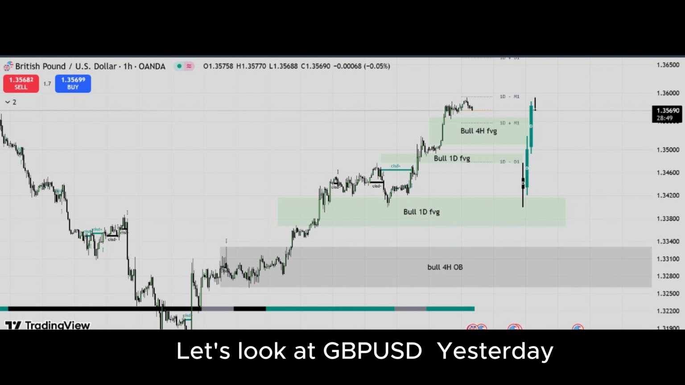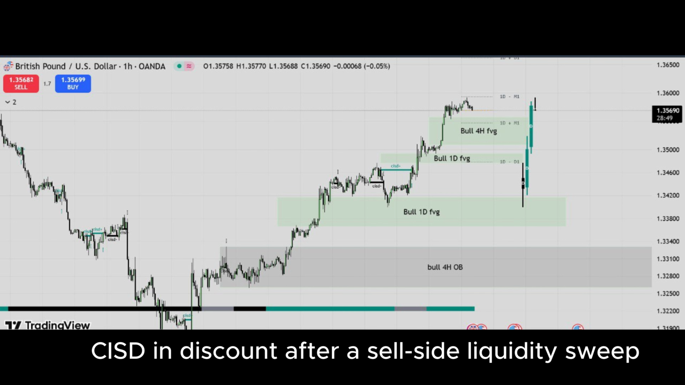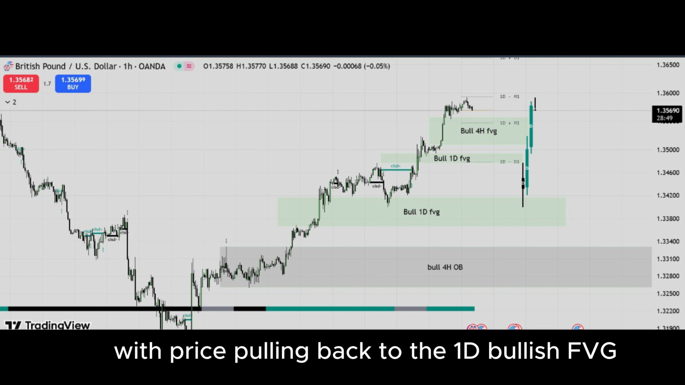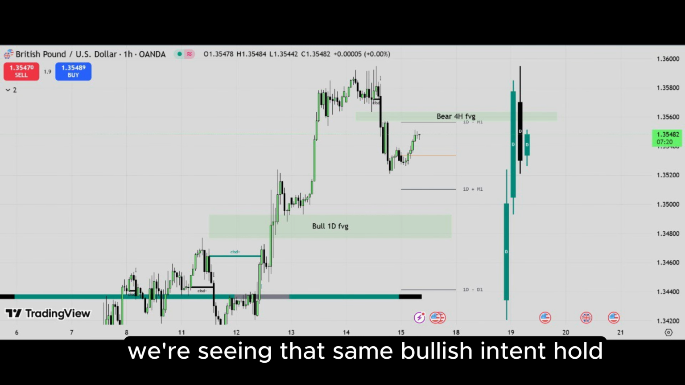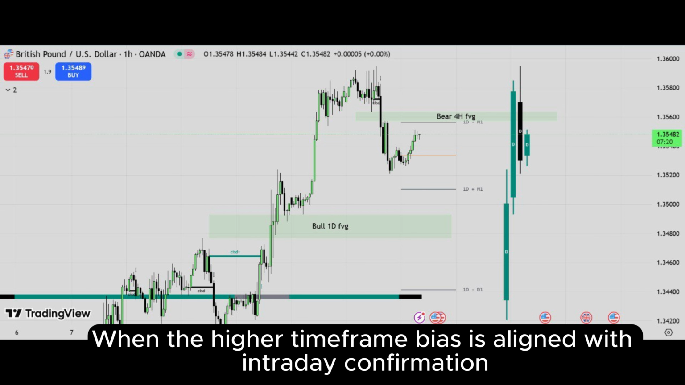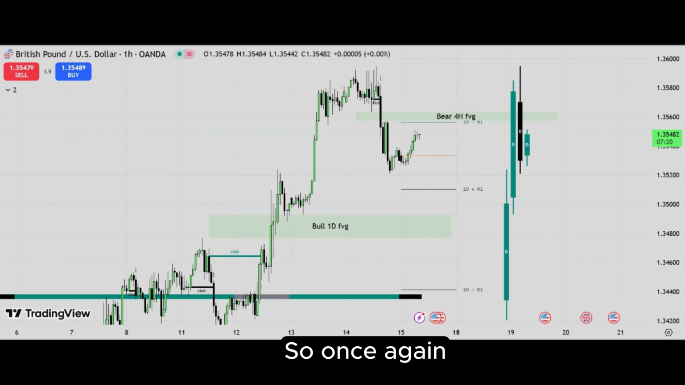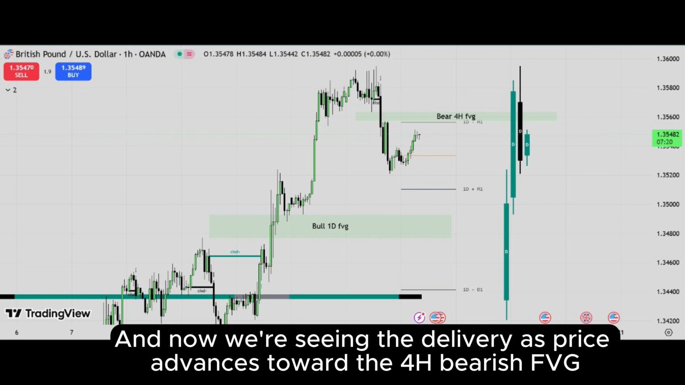Let's look at GBPUSD. Yesterday, GBPUSD was showing a bullish CISD and discount after a sell-side liquidity sweep, with price pulling back to the 1D bullish FVG. Today, we're seeing that same bullish intent hold. Price is climbing from the 1D bullish FVG and is now advancing toward the 4H bearish FVG in line with the HTF narrative. When the higher timeframe bias is aligned with intraday confirmation, the follow-through is often clean. So once again, we saw the sweep to CISD to retrace, and now we're seeing the delivery as price advances toward the 4H bearish FVG.